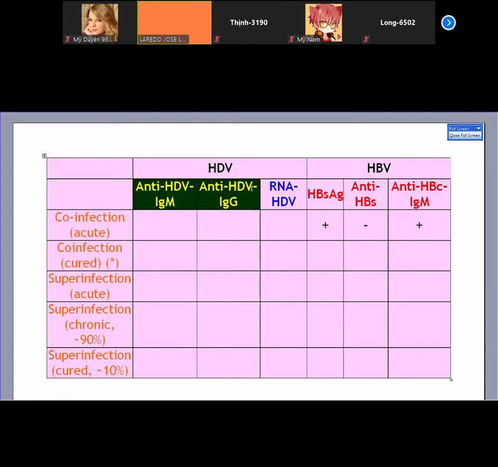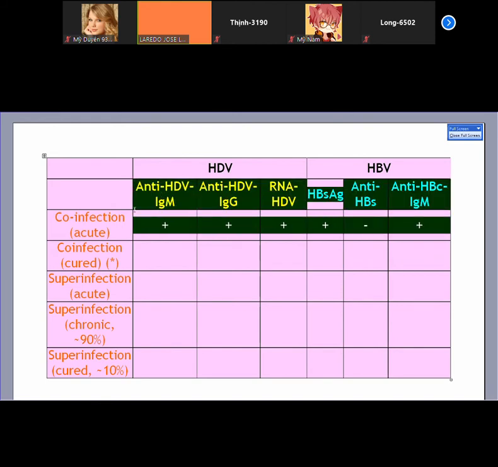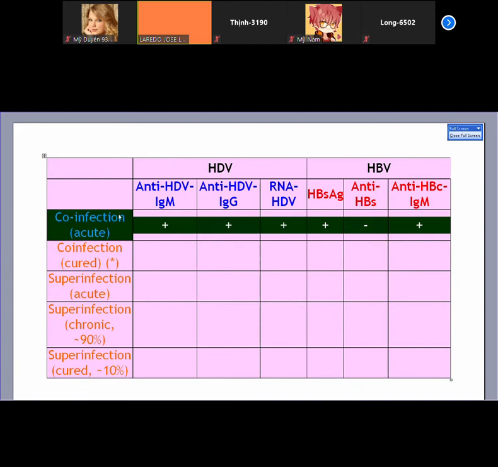What about the markers for hepatitis D virus? The patient is currently infected right now, so the virus is replicating. So the RNA is found in the blood. So the RNA is positive. The IgM against the delta antigen is also positive. And when the patient comes to the hospital, the patient is already producing IgG. So these are the markers that we find in a patient with co-infection right now, when the patient is infected by both viruses at the same time.